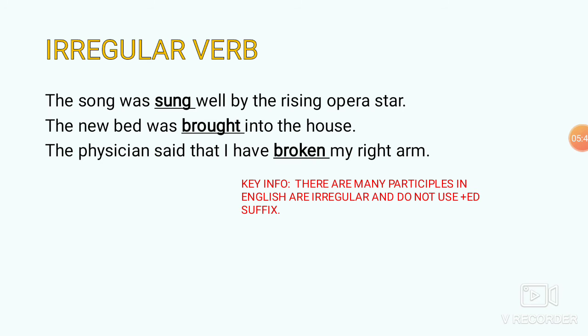We also have irregular verb. Alright, you must note that there are many participles in English that are irregular and do not use the ed suffix. Alright, for example, we have the song was sung well by the rising opera star. The new bed was brought into the house. The physician said that I have broken my right arm.